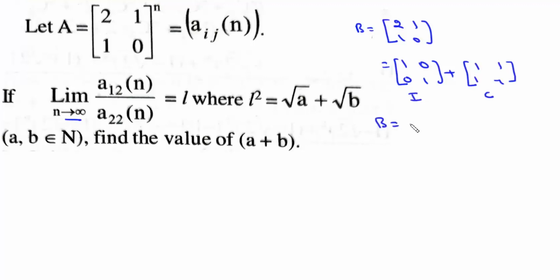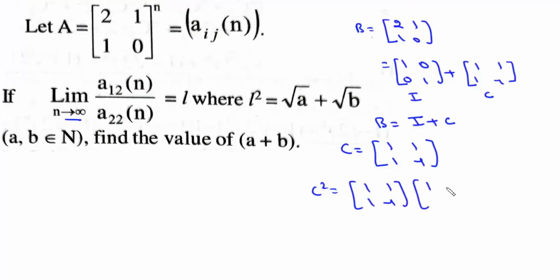So we can write this B as I plus C. Now we have this matrix C, which is [1, 1; 1, -1]. Now we find C square, which will be [1, 1; 1, -1] times [1, 1; 1, -1]. Now we multiply. We'll get 2, then 0, 0, and then 2. So C square is basically 2I.